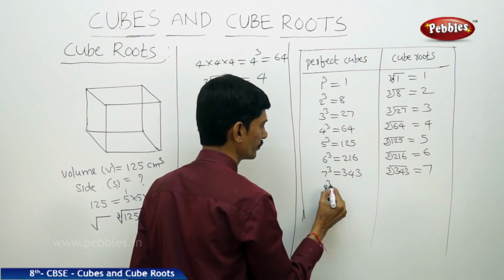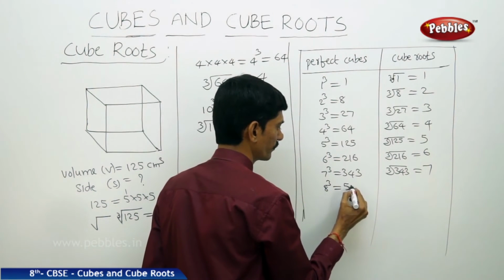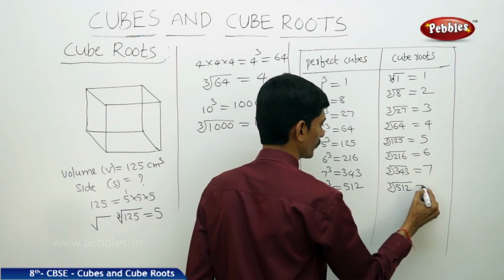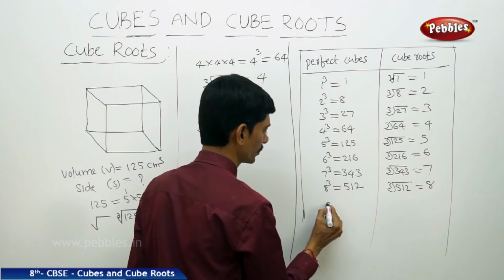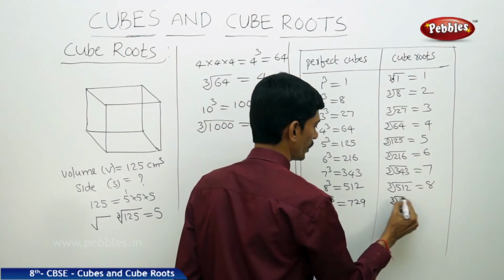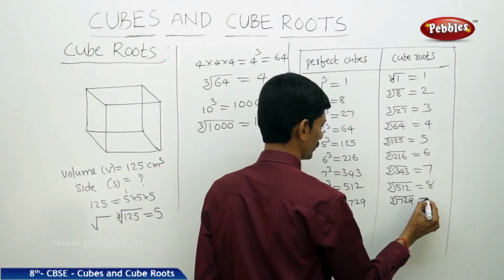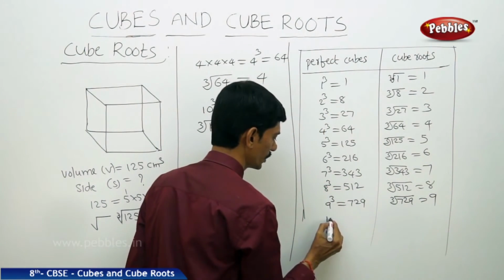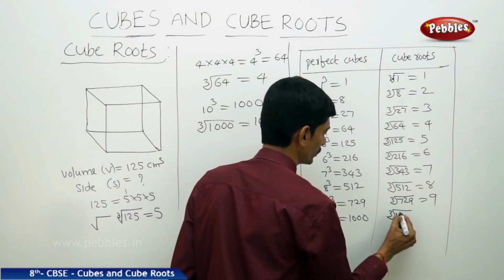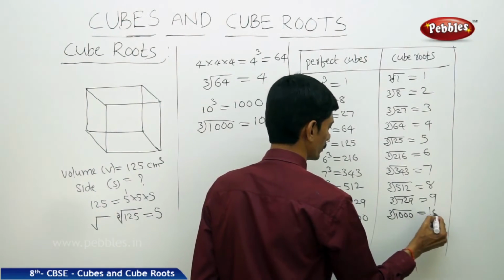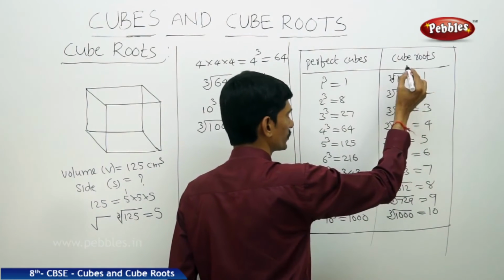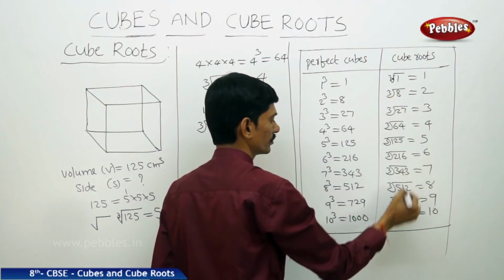Then 8 cube equals 512. Then cube root of 512 equals 8. Next, 9 cube is 729. Then cube root of 729 is 9. The last, 10 cube equals 1000. So we can write that cube root of 1000 equals 10. So these are the cube roots from 1 to 1000.